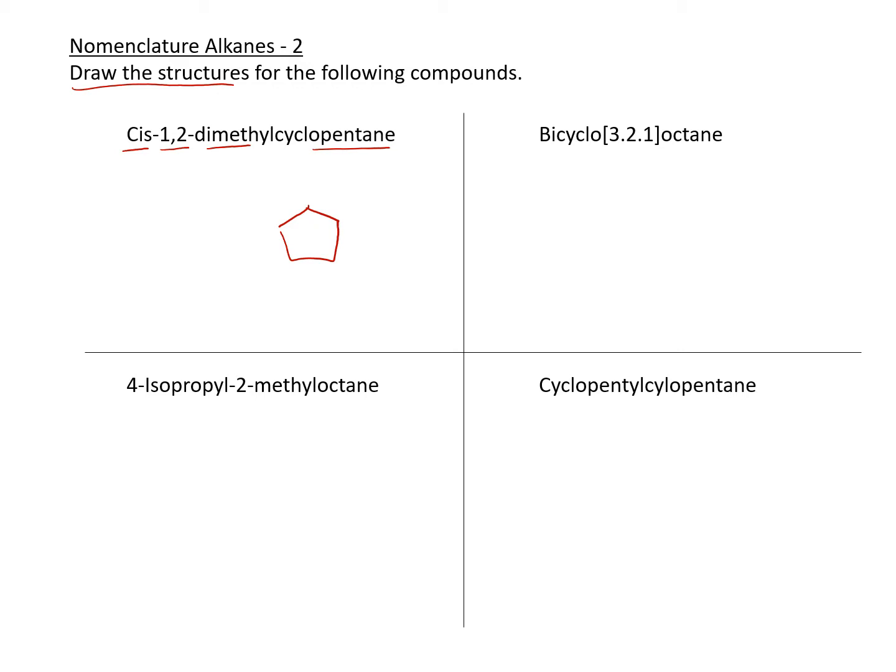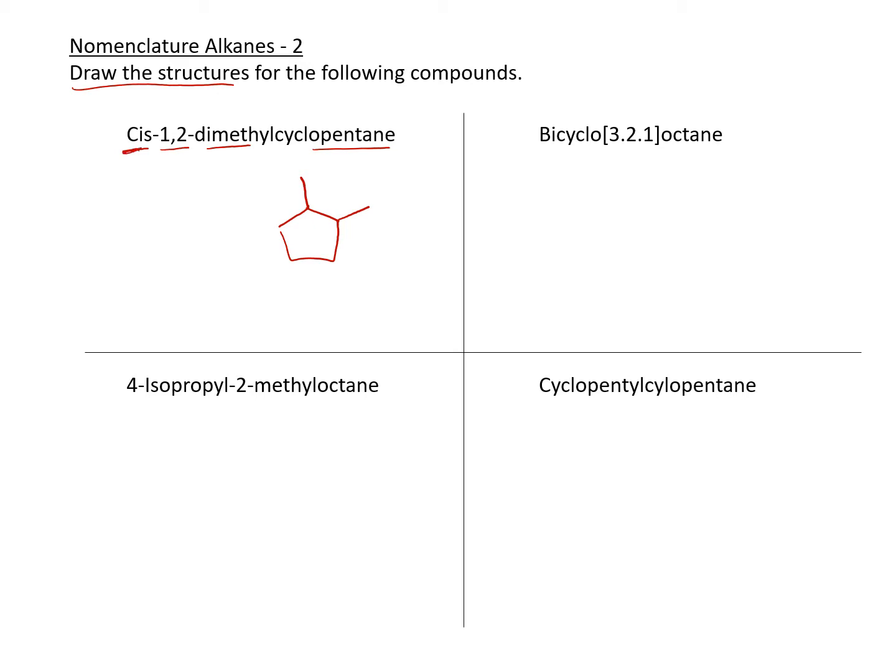The locants are 1 and 2. So you can put your numbers wherever you want. Just make sure that they are right next to each other in a 1-2 relationship. And that's the methyl groups that you have. And the last thing that we have is the cis, okay, over here.